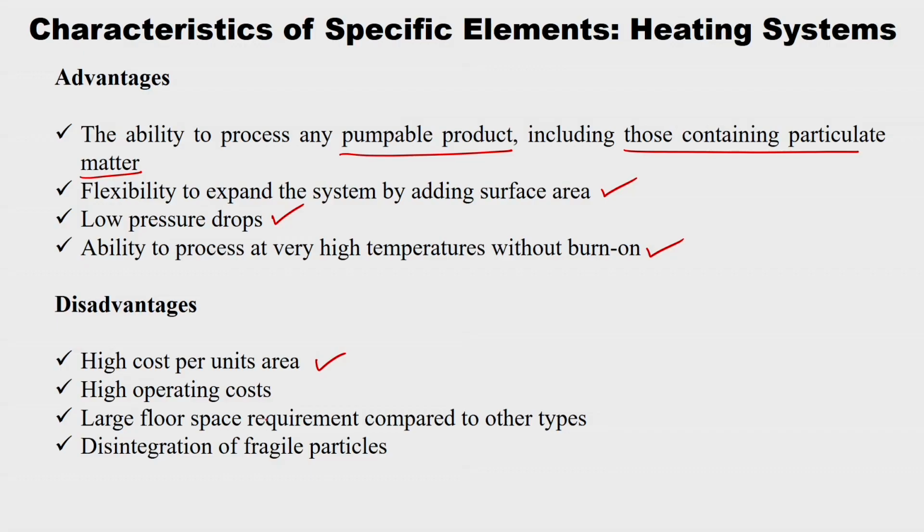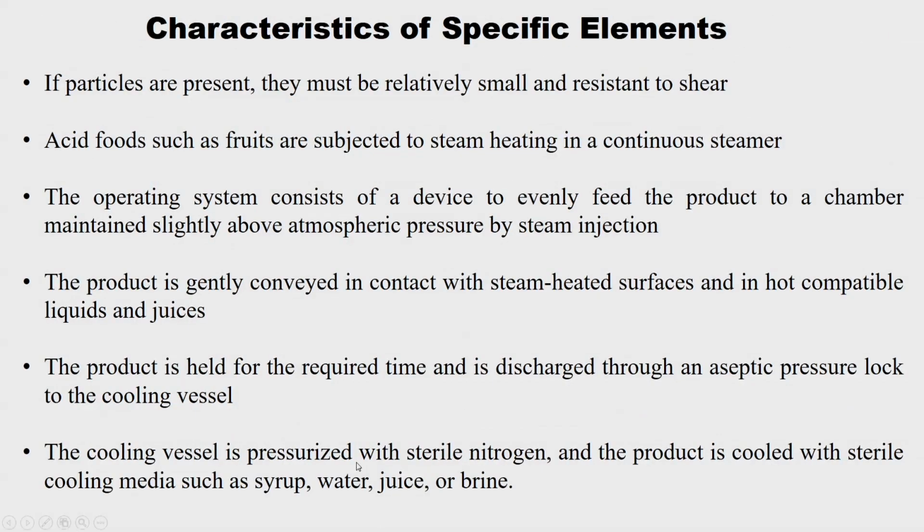The disadvantages are high cost per unit area, high operating costs, and larger floor space required, compared to the shell and tube, double pipe or plate type heat exchanger. Another is disintegration of fragile particles. What happens is that when the rotor tube is rotating, the scraper always rotates, and sometimes there may be a chance to disintegrate the fragile particles. So that is a disadvantage in this. And if particulates are present, they must be relatively small and resistant to shear. So this is a very important criterion.